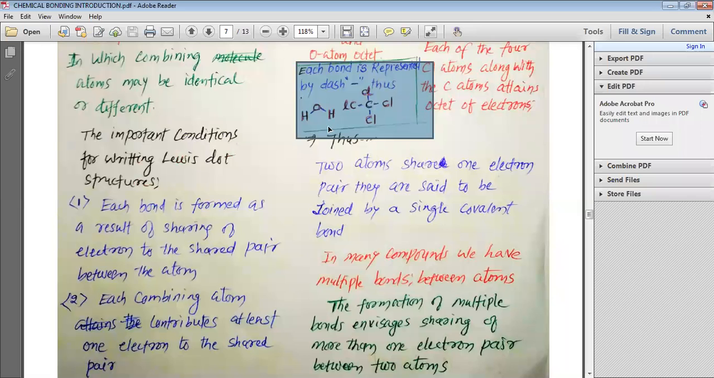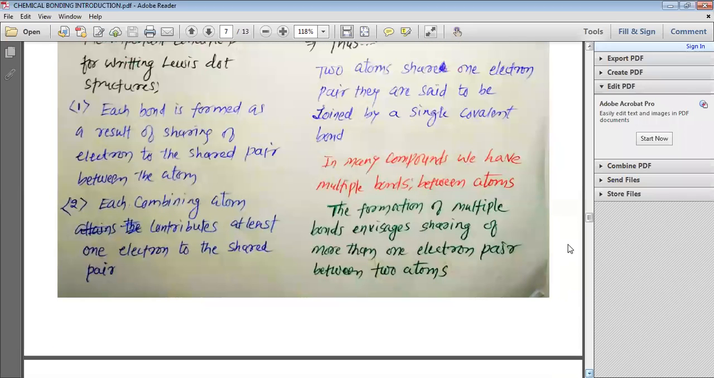So now we can see that when two atoms share 1 electron pair, they are said to be joined by a single covalent bond. When two atoms share a single electron pair, they form a single bond. If they share two electron pairs, they will form a double bond. If they share three electron pairs, they will form a triple bond. In many compounds, we have multiple bonds between atoms. The formation of multiple bonds envisages sharing of more than one electron pair between two atoms.